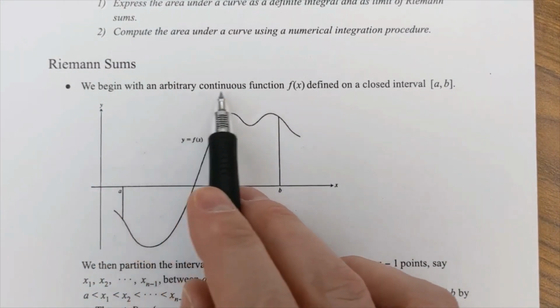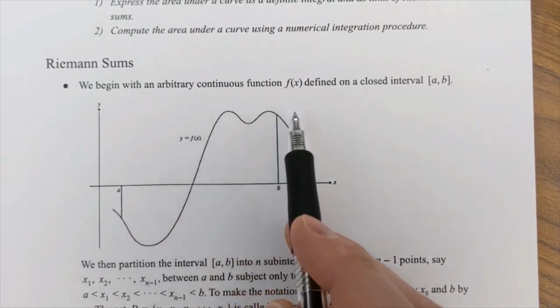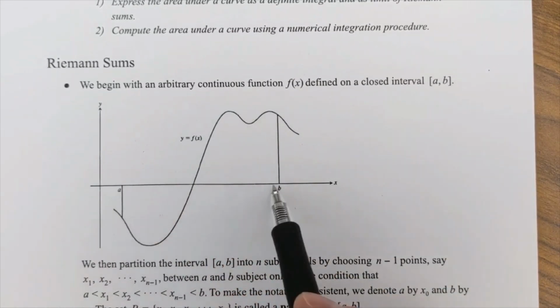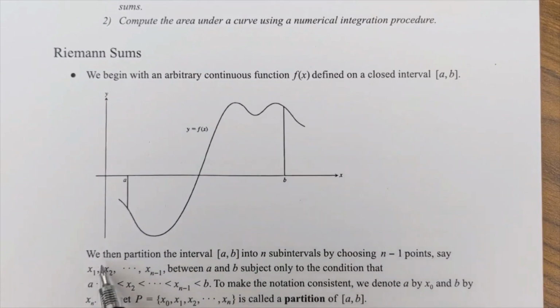Take some arbitrary continuous function, so that's this lovely curve, on some closed interval from A to B. We then partition the interval from A to B into n subintervals by choosing n minus 1 points. So for example, if you want 6 subintervals, you choose 5 values because you'll have the extra one at the end between A and B.